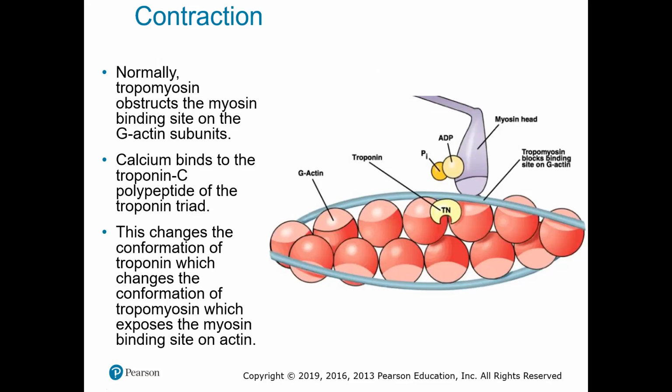The calcium will come in. If calcium is present, it will bind to the troponin right there. When calcium binds to troponin, it changes the shape of the troponin molecule, causing it to roll over, exposing the binding sites so the myosin can grab onto the actin.